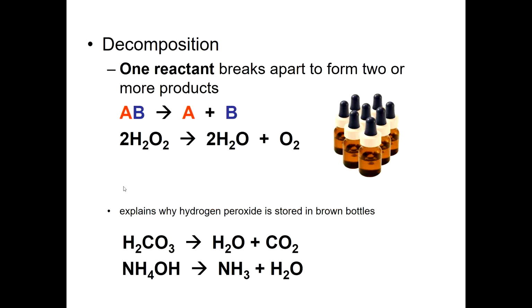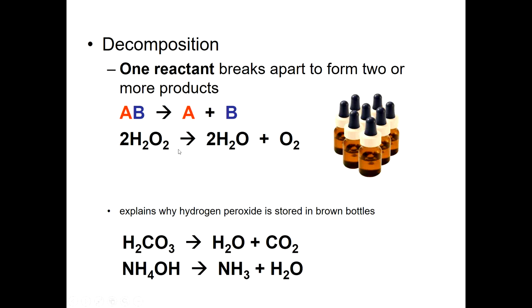The second type of reaction is called decomposition. Decomposition is the opposite of synthesis. So whenever you have one reactant that breaks apart into two or more products, that is decomposition. So in my illustrations, the example of this would be a breakup or divorce. You start with one thing, it splits up into two or more things.